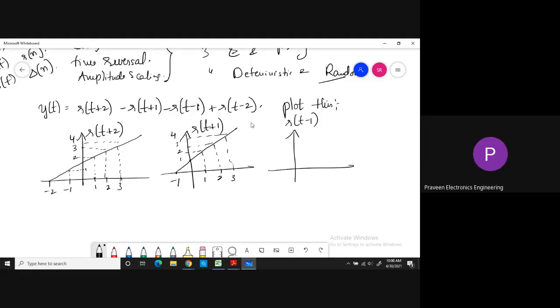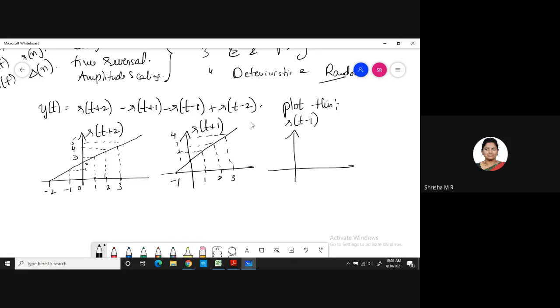Excuse me, ma'am. Yes. Ma'am, the amplitude at 0 is 2? Where? R of t plus 2. Amplitude at 0 is 2, correct. I'm sorry. Yeah, at 0 it is 2. At 1 it is 3. At 2 it is 4. At 3 it is 5. Correct.